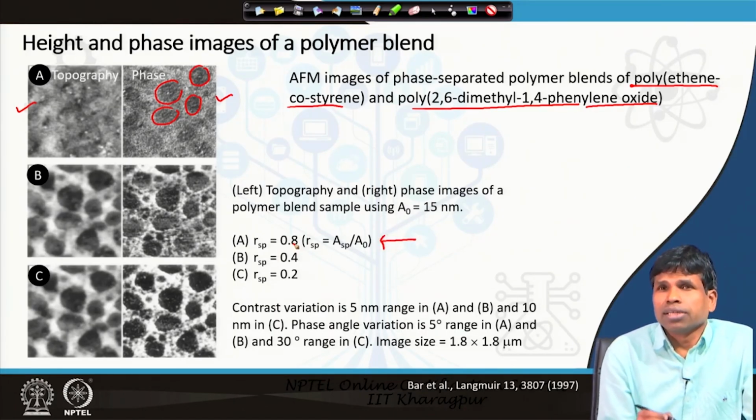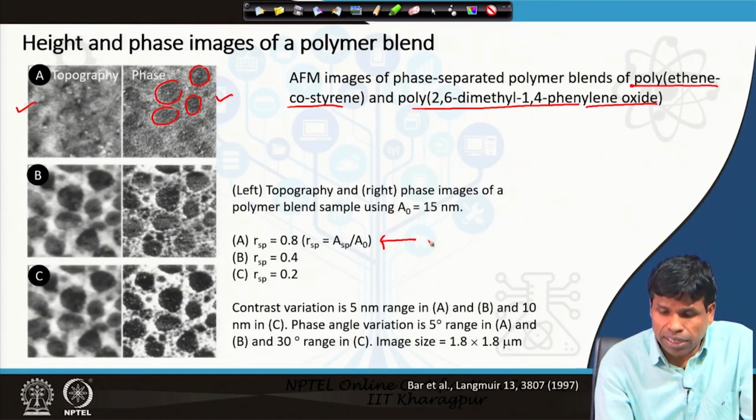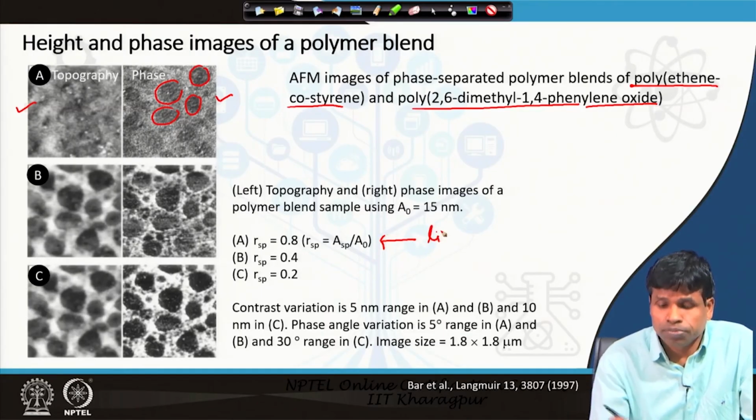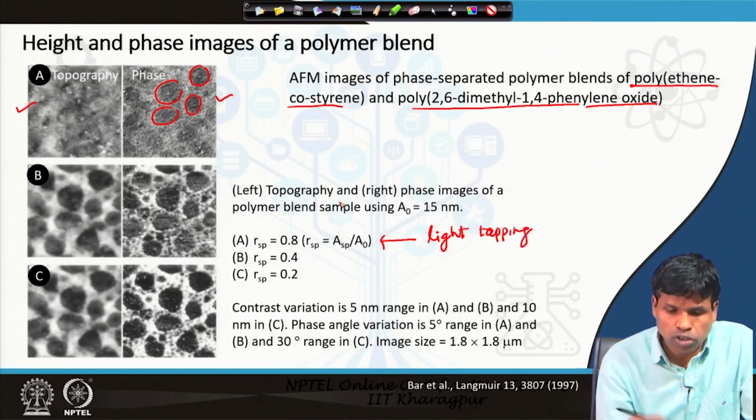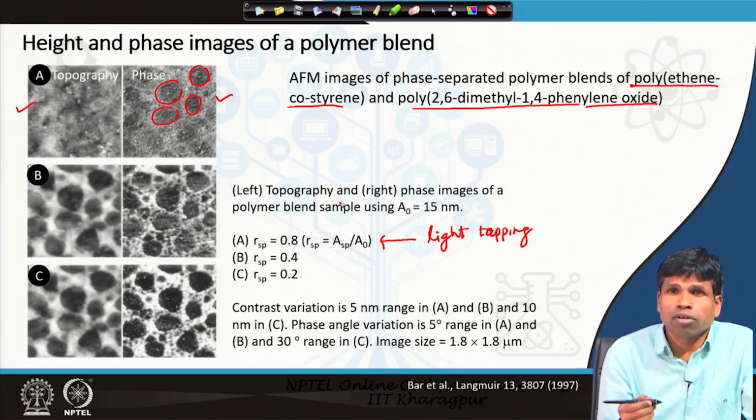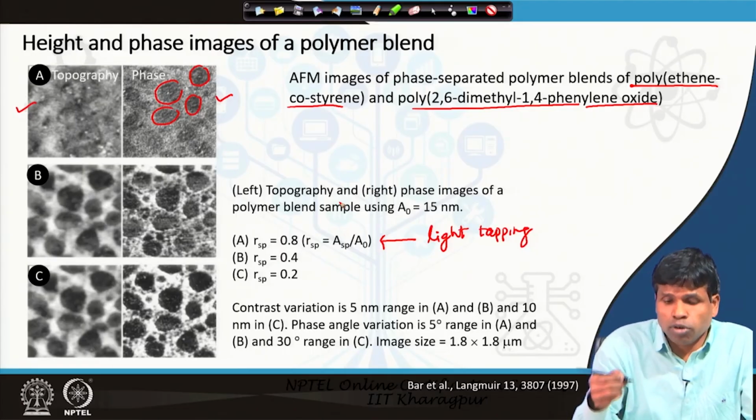An RSP value of 0.8 means it is a light tapping. This is in tapping mode. The measurement is in the tapping mode, left side topography, because phase imaging can only be obtained in the tapping mode or in non-contact mode, when the tip oscillates.